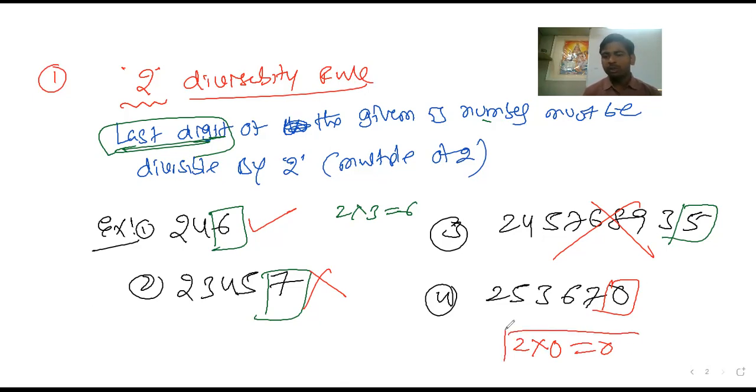So if the last digit is 0 also, the number is divisible by 2. Don't forget this. This is a very important question in exams. Okay, now it is very clear.